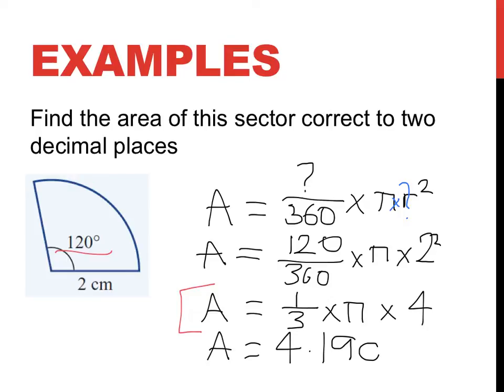So what that's saying is if I have a third of the circle and its radius is 2 centimeters, this little bit in here is going to be 4.19 centimeters squared.